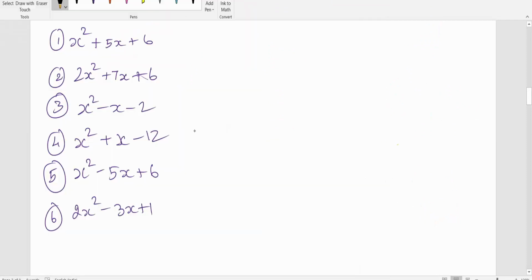Now we'll try to solve a few of these questions. Let us take the first question. What we have here is x square plus 5x plus 6. Now the first step is to find the product of the numbers. So I have to take this as 1 into 6.